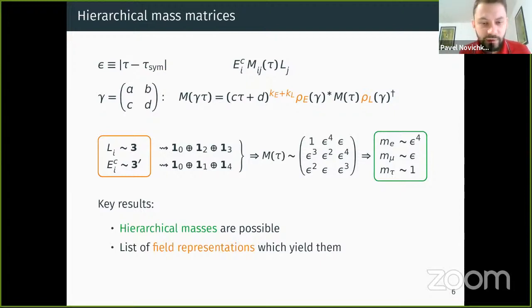And the second result is that we have listed the possible pairs of field representations under the modular group, which realize such hierarchical masses. So we have long tables of all the possibilities in our paper, which is very useful for model building because we can ignore the other choices if we want to have naturally hierarchical masses.